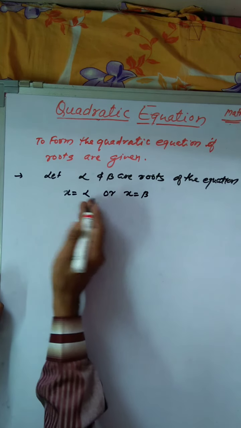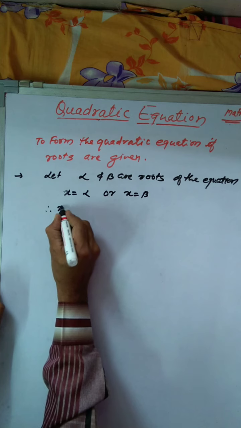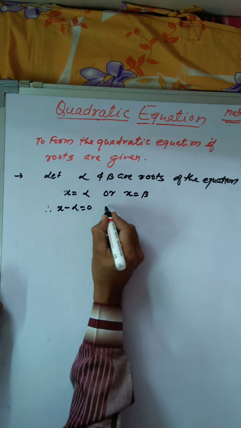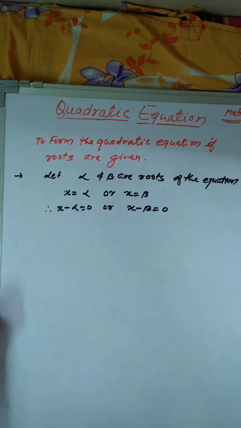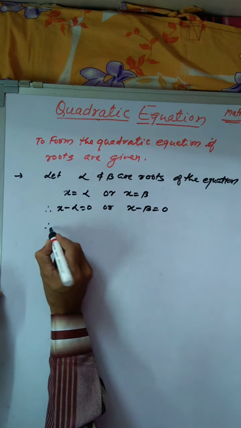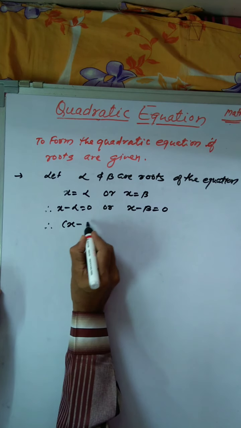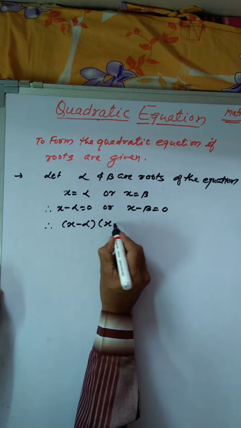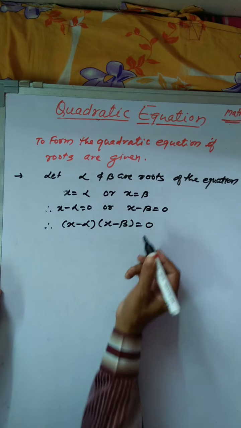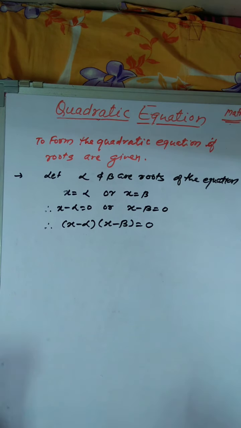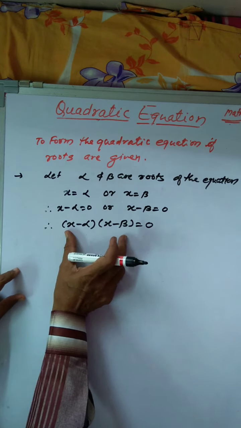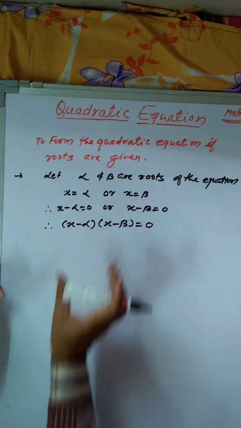Take alpha to the other side. We get x minus alpha is equal to 0 or x minus beta is equal to 0. Now we have to get the product of these two. We get (x minus alpha) into (x minus beta) is equal to 0. Now the process is the reverse of our solution of the quadratic equations.